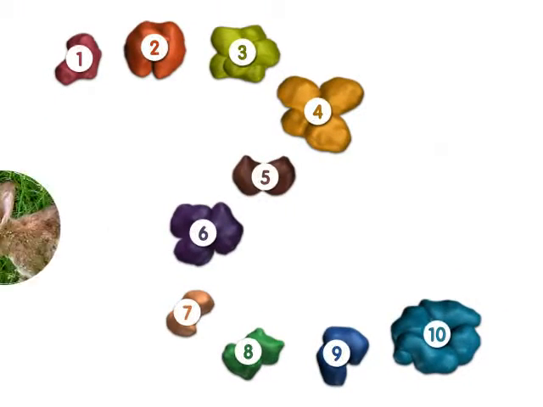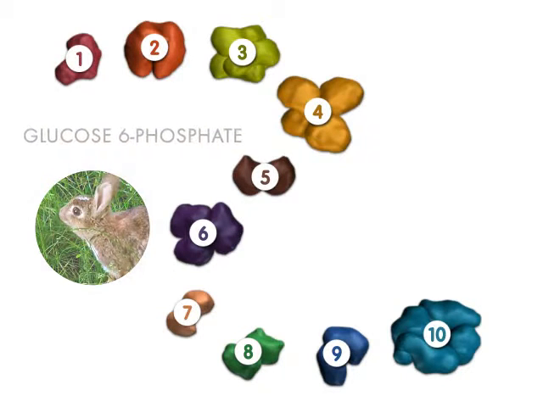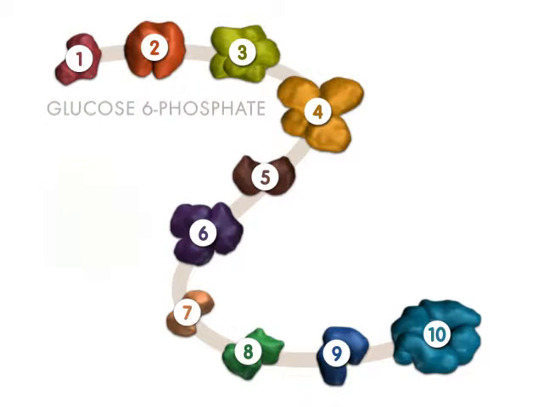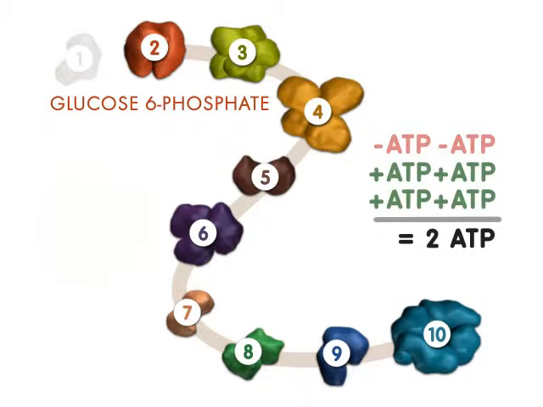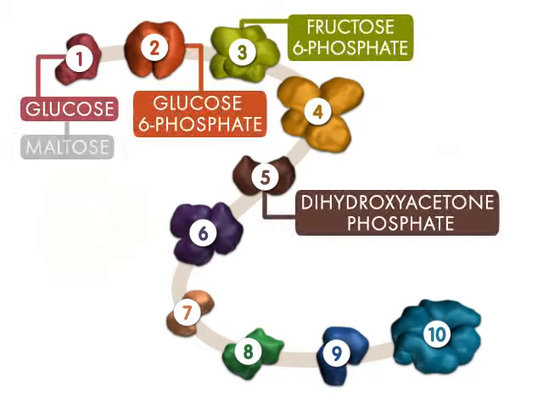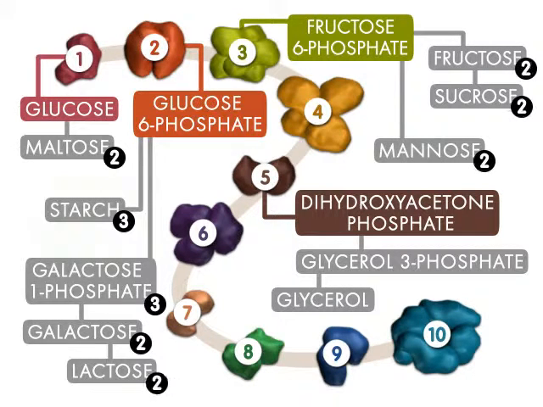For example, when an animal breaks down glycogen, glucose 6-phosphate is produced and can then enter the glycolysis pathway at the 2nd step. Importantly, this means one less ATP is required for the pathway because the first ATP consuming step is skipped. Other sugars can also enter the glycolysis pathway at different points, each having a different effect on the net number of ATPs that are produced by glycolysis.